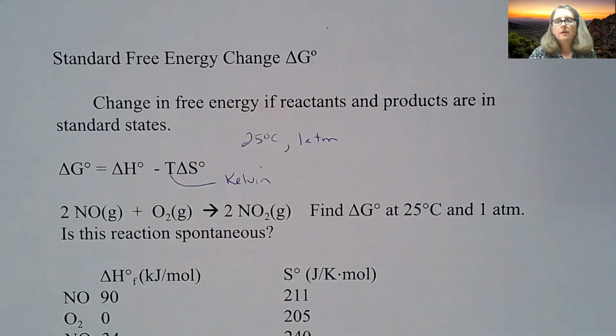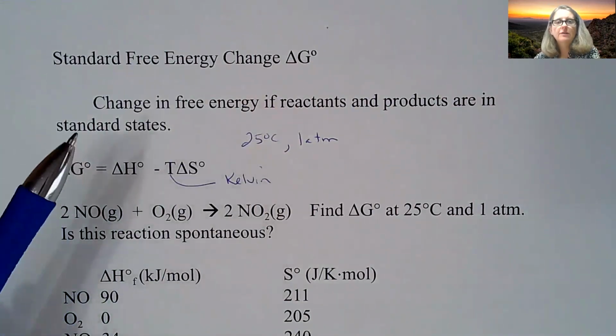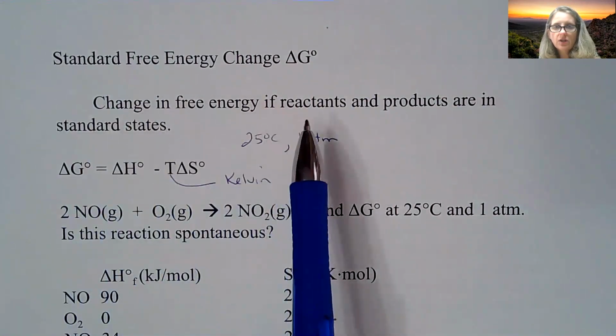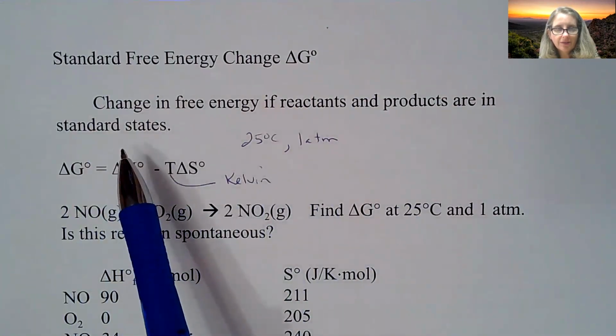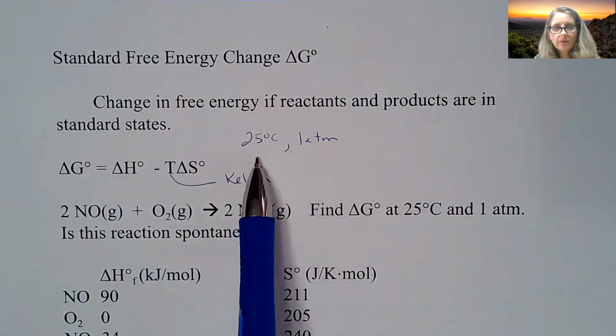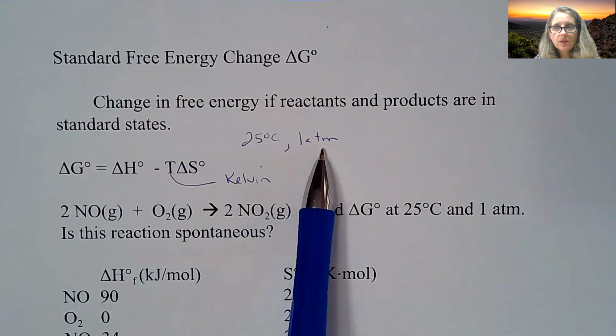So this is continuing with chapter 19, and I'm going to focus on a couple different ways of calculating what we call delta G, standard free energy change. The change of free energy if reactants and products are in the standard state. So we are always assuming that we're at 25 degrees Celsius in 1 atmosphere.